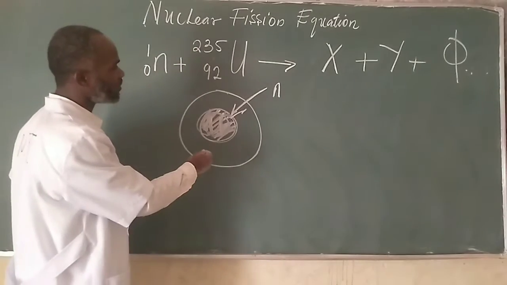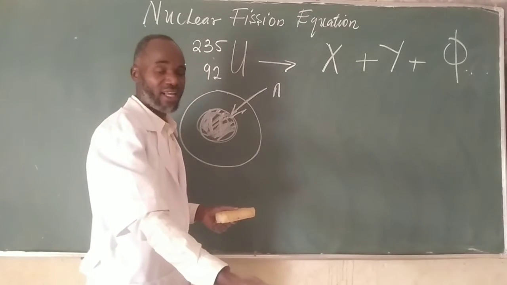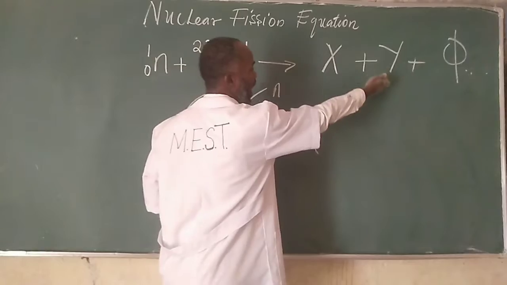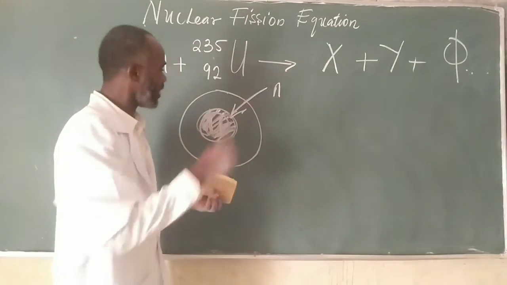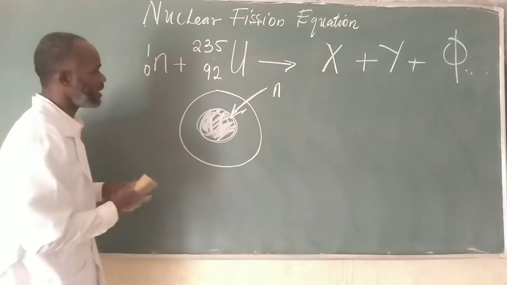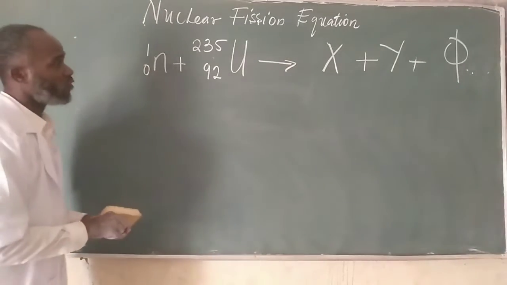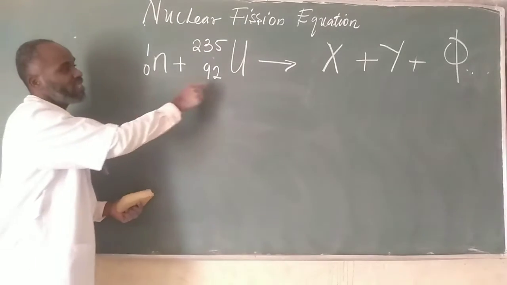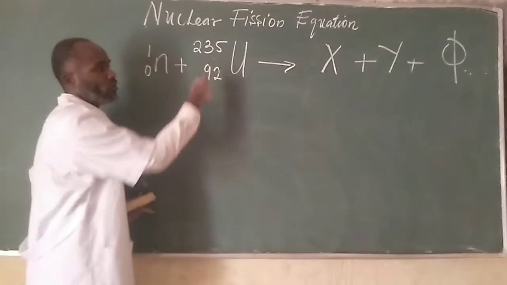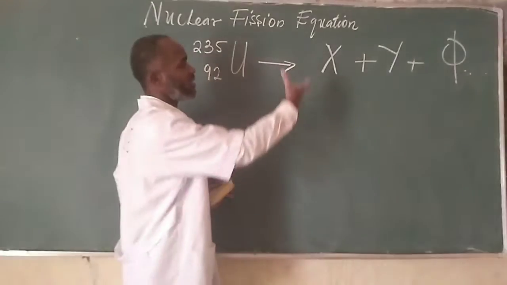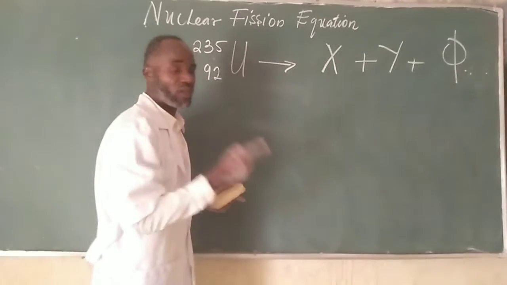So if that happens, what do we have as the products? Okay? The products X, Y, and Q represent something. Q represents the energy released. So that's what we are concerned with here. So let's see how that happens. If we have understood this, that by bombarding the heavy nucleus of a uranium element 235, we're going to have products such as X, Y, and then the release of energy represented with letter Q. Let's see how it happens.